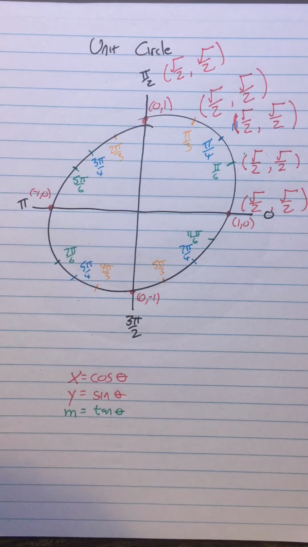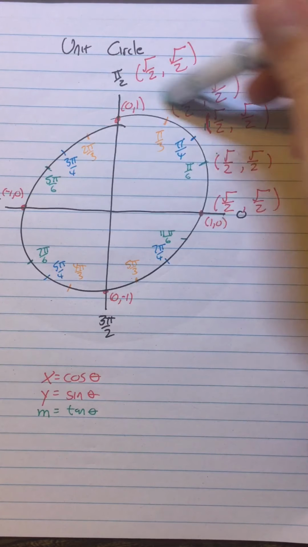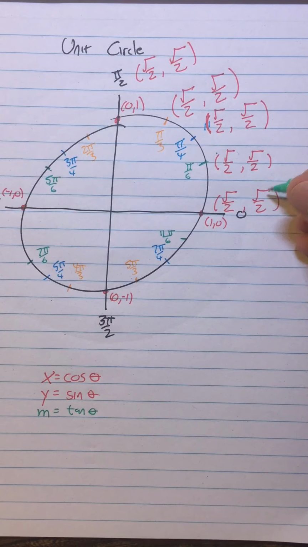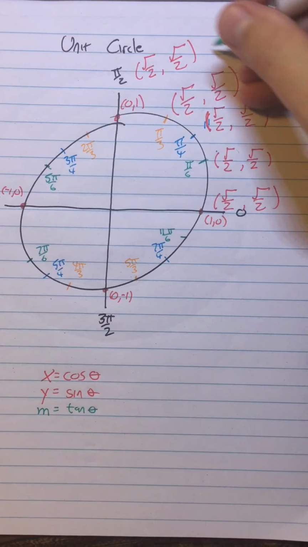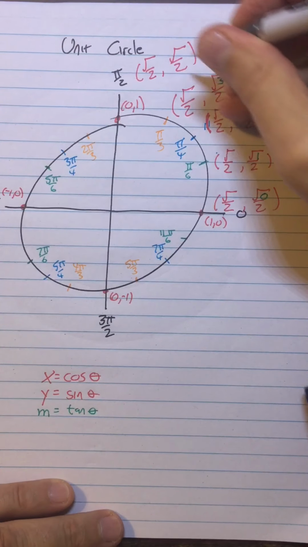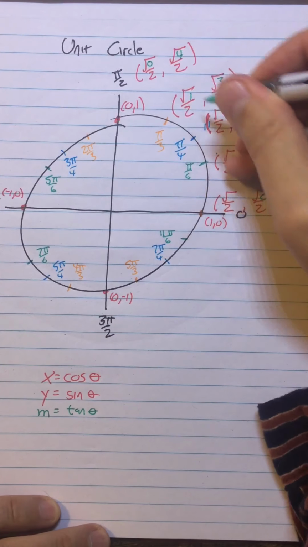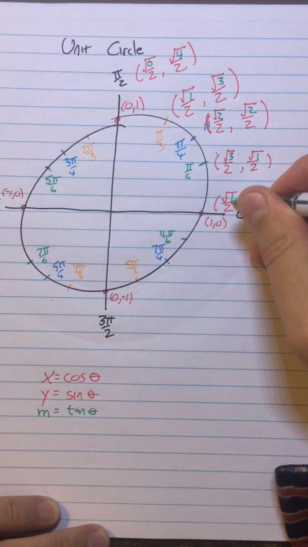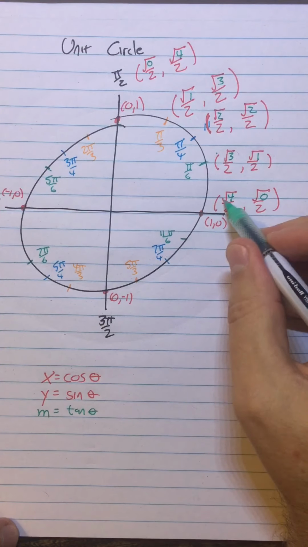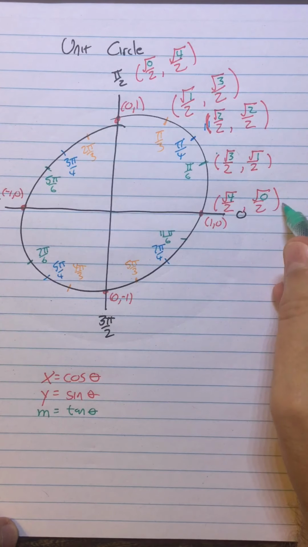The next thing you need to realize is that as theta increases and we go up the unit circle this way, the y's are increasing as we go up. So you ready? 0, 1, 2, 3, 4. That gives you all of them. The square root of 4 over 2 is the same as 2 over 2, so that's 1. The square root of 0 is 0. 0 over 2 is 0, so that's 0.